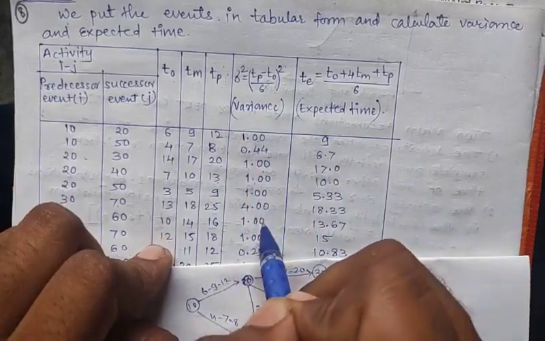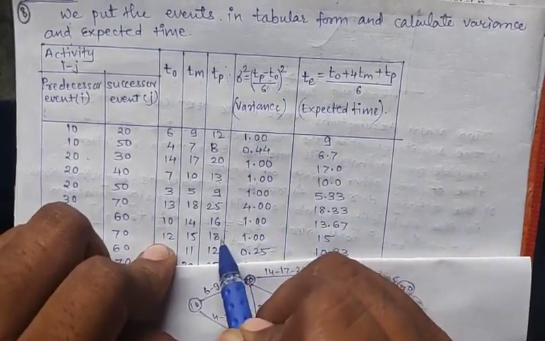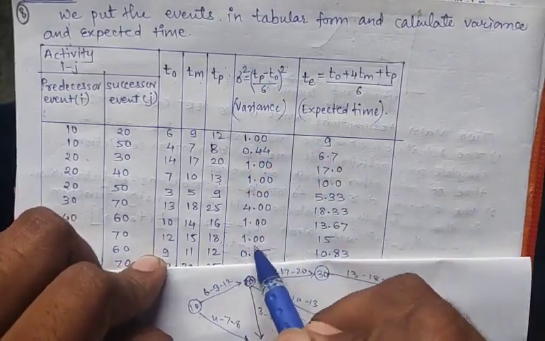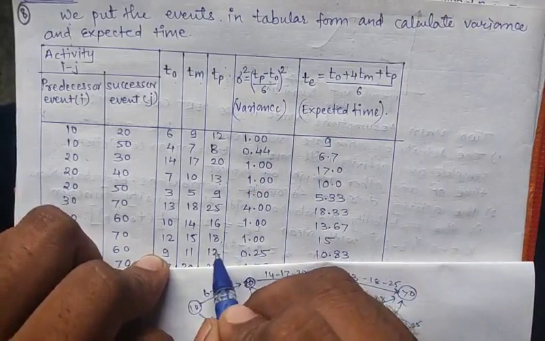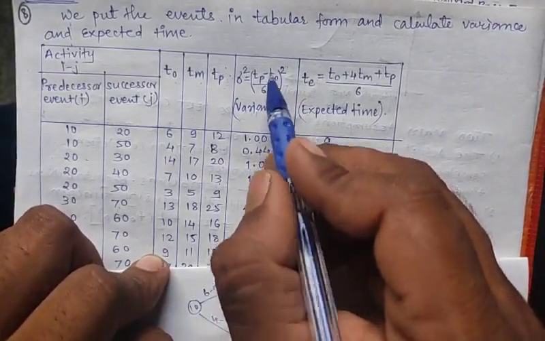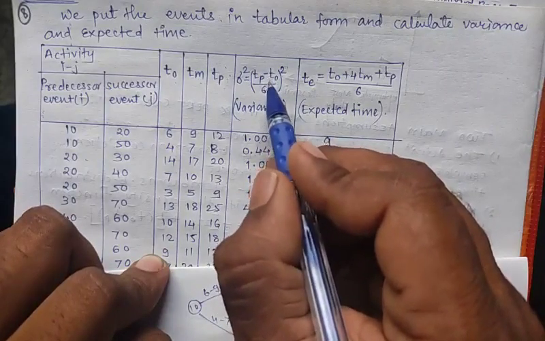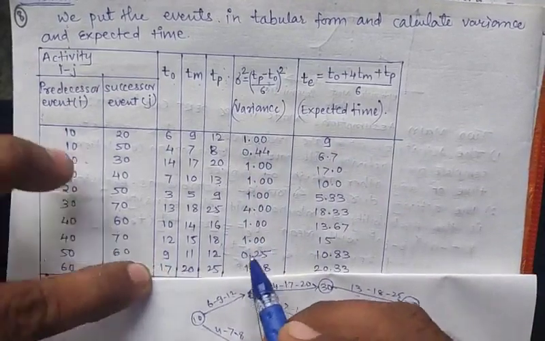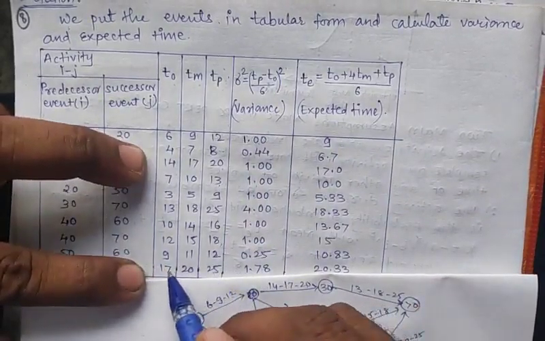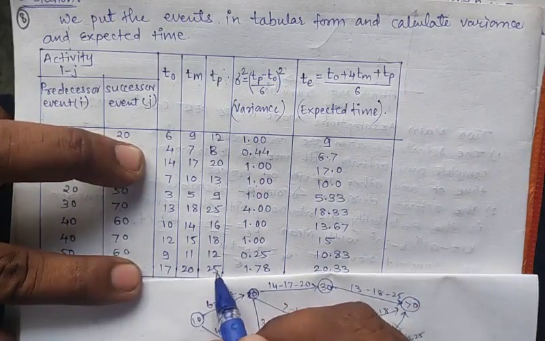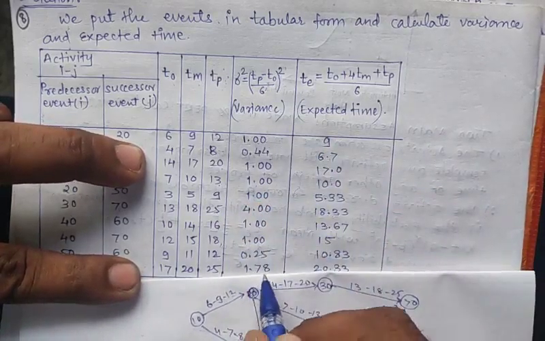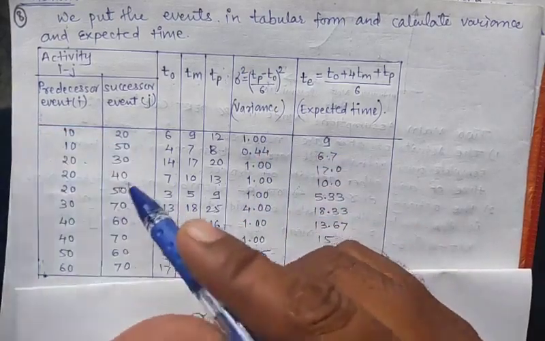1 square is 1. Next 18 minus 12 is 6, 6 upon 6 is 1, 1 square is 1. Next 12 minus 9 is 3, 3 upon 6 is 1 upon 2, 1 upon 2 whole square, and after calculating it we get 0.24. And last 25 minus 17, which is 8, 8 upon 6 whole square, and after calculating it we get 1.78. So this is the variance of each activity.